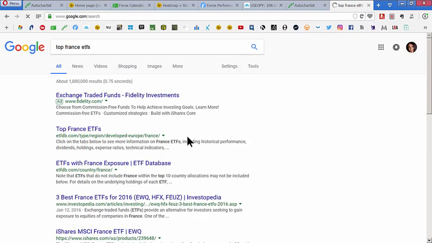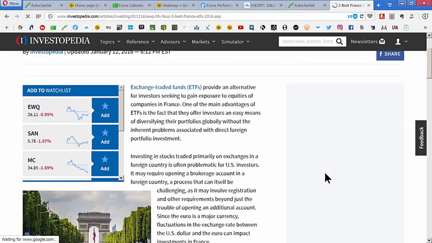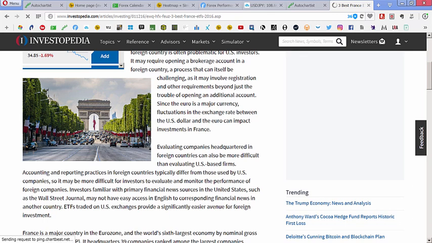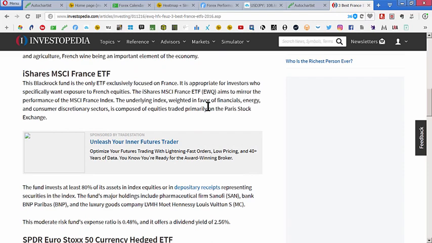It's a good question. Let's just Google it, because Google knows everything. All right, let's take a peek. So the only one I know of is EWQ. But let's see what else we've got here. The one that I know trades with decent volume is EWQ. The average volume is only about 600,000 though. So let's see, iShares, that's that one.